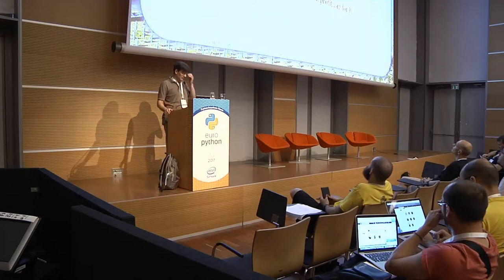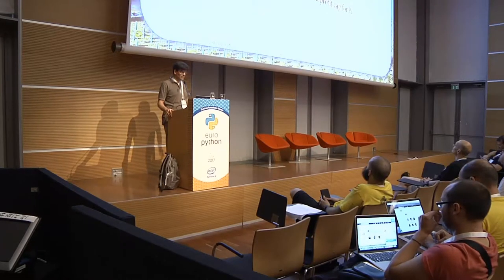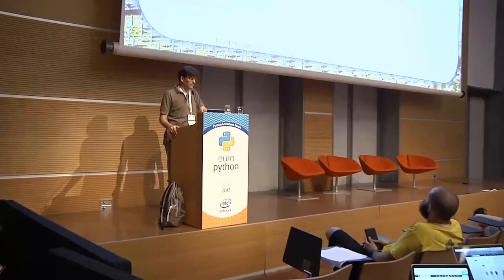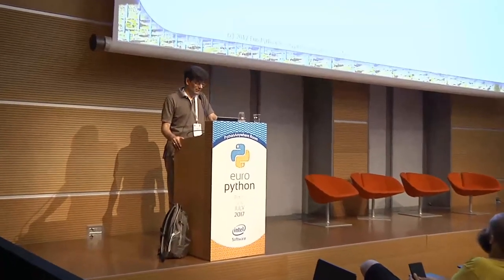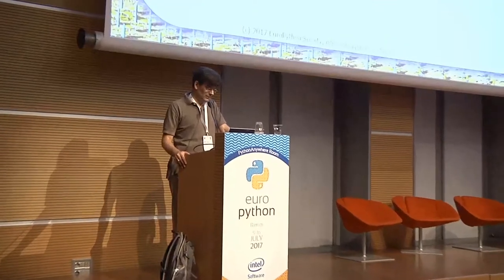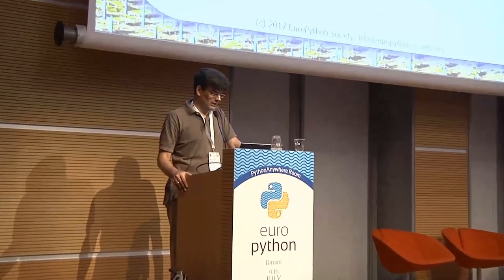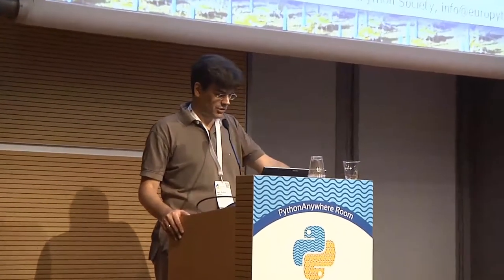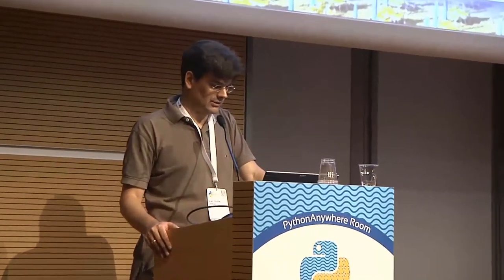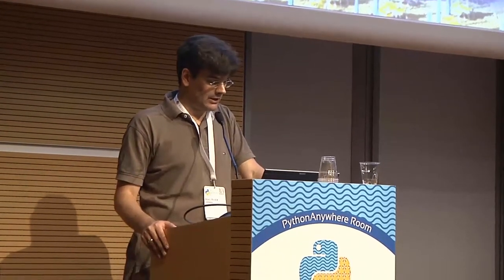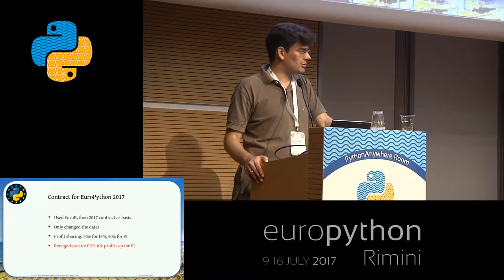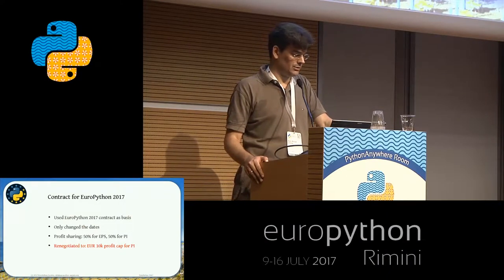So what we did, as a compromise for this, is we changed the contract details that we had. Originally, the idea was always to do a 50-50 split between the local organization and the EPS for the profit. And we've now renegotiated that to cap the profit share of Python Italia at 10K. And we're both fine with that. And I think that's a good solution to the issue.